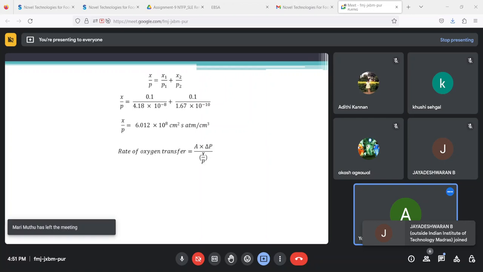So for the rate of oxygen transfer, now you have to just directly substitute. Area is already given, delta P is already given. You have now found out the effective X by P. That is equal to 400 centimeter square given in the question into 0.21 atmosphere divided by 6.012 into 10 power 8. So this will give me the rate of oxygen transfer as 1.39 into 10 power minus 7. This will be in the units of centimeter cube per second. Answer is option D. Any part of the question that needs to be repeated?